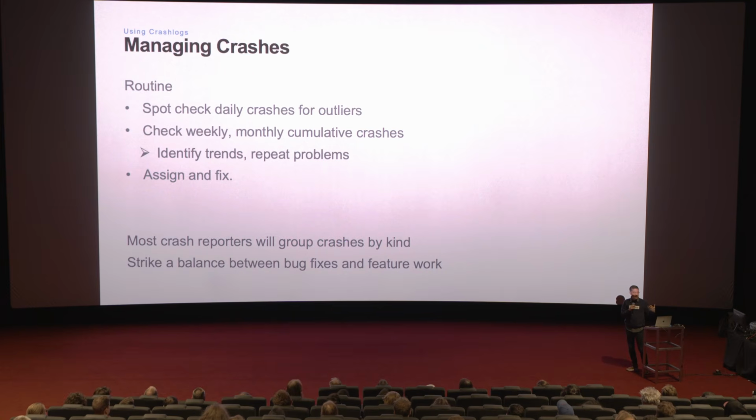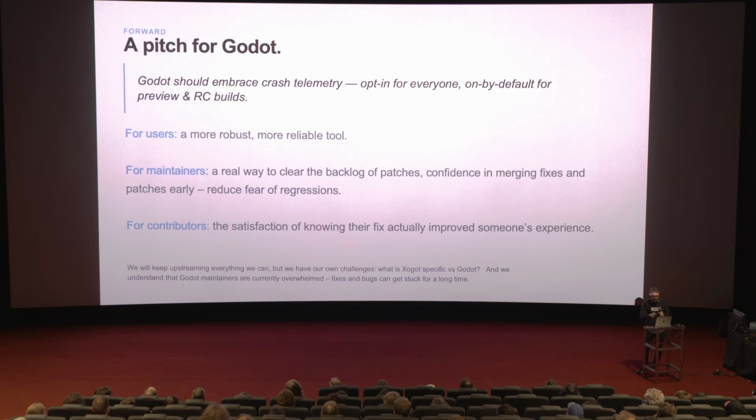And the weekly and the monthly, you just want to get some trends, like, hey, is this a bug that is happening to a bunch of people, right? And you get these very nice reports that say, hey, this crash is happening to 50 people, or it's happening every so many hours. So we use this thing. We assign and fix. So this is how we've been getting our crash bug down.